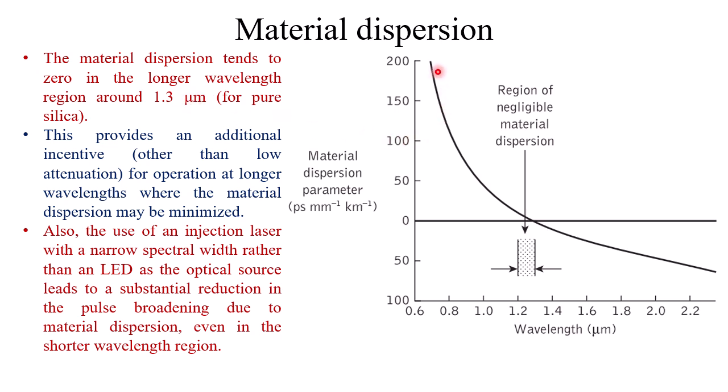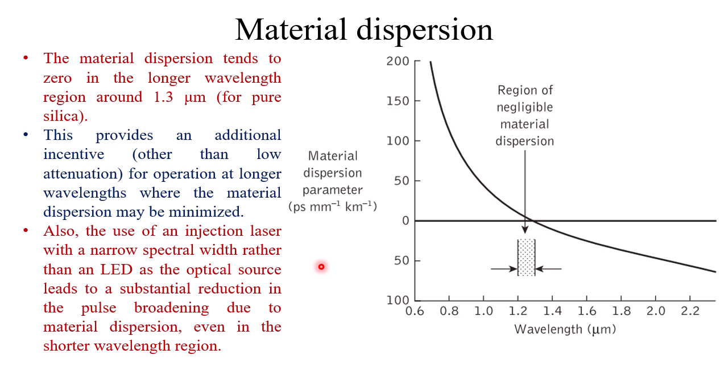So if we perform some experiment on pure silica glass, you can see the dispersion actually varies in this way with wavelength, right? So at 0.8 micrometer we have large dispersion. At nearly 1.3 micrometer we have zero dispersion. This is the zero dispersion line, and at 1.6 or 1.7 micrometer we have negative dispersion, right? So this is the region, this window, where we can neglect the effect of dispersion.